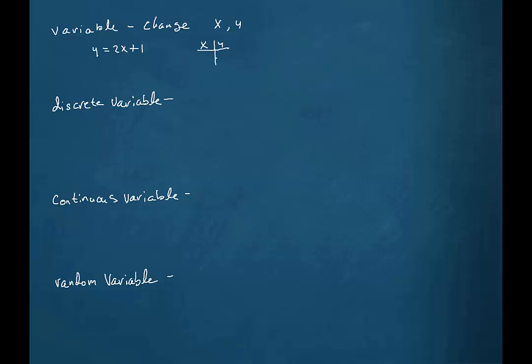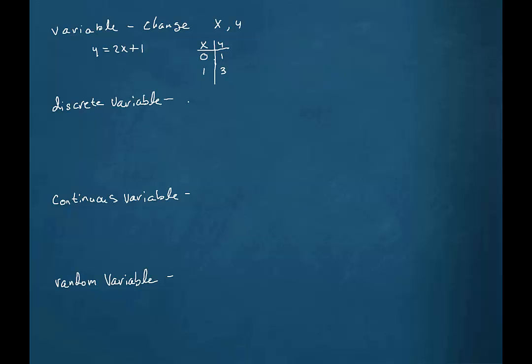It can change, so it is variable. And when x changes, so does y. If x was 0, then y would be 1, or when x is 1, y would be 3.